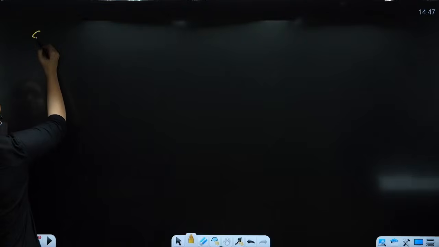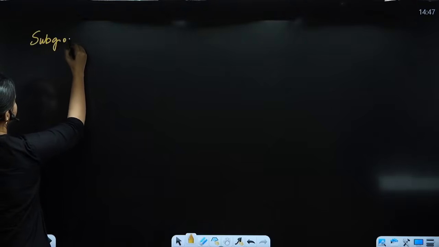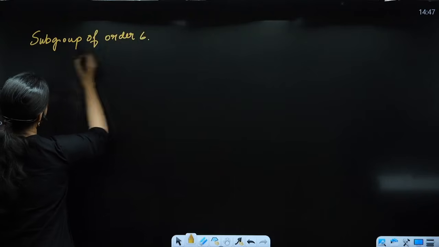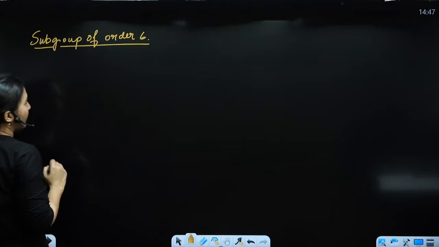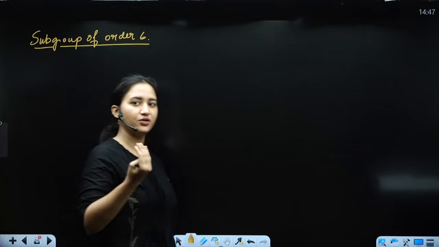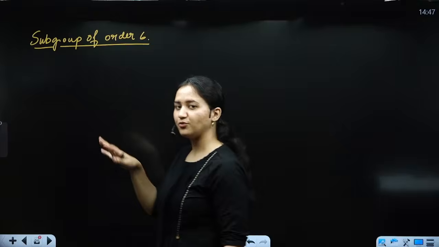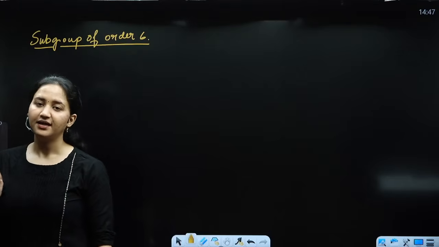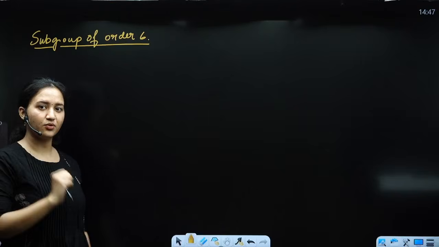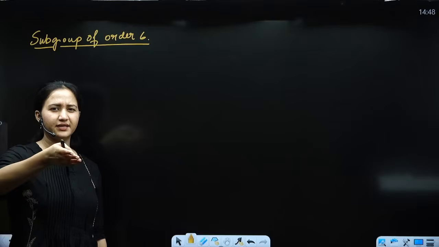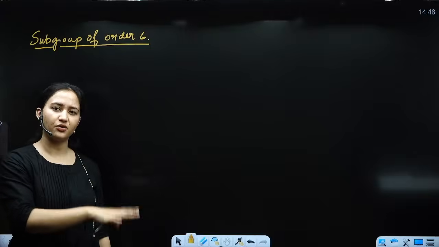subgroup of order 6, right? Now you don't have to get too technical and all that. We will prove this also using Lagrange's theorem, that it is not going to exist, a subgroup of order 6 is not going to exist. You can try to construct it, but then when you apply the theorem you will see there are certain nuances that are not going to be followed.